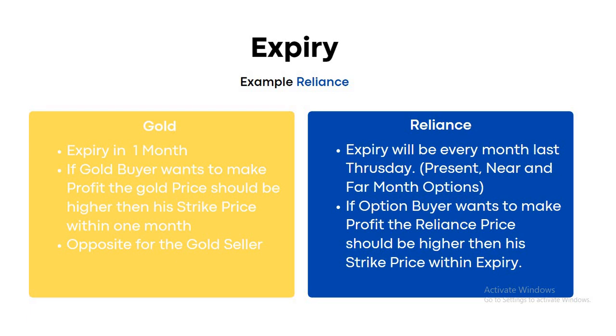And the example of Reliance is the same as the gold. Whatever the option buyer wants to make a profit, the current market price of Reliance has to increase above his strike price within the expiry, okay, and it will be the opposite for the option seller. And for stock options, there will be expiry on the last Thursday of the month, okay. And you can trade contracts of this month, next month, and the month after, okay.